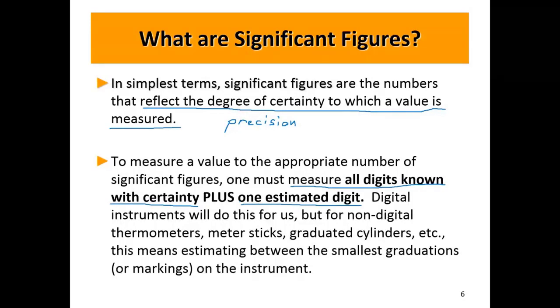If you have a digital instrument, it'll automatically do the measuring for you with appropriate significant figures, like a digital scale. But for non-digital thermometers, meter sticks, graduated cylinders, anything like that, you're going to have to actually measure between the smallest markings, estimate between the smallest markings. That's estimating one digit. So let's take a look at what that means.